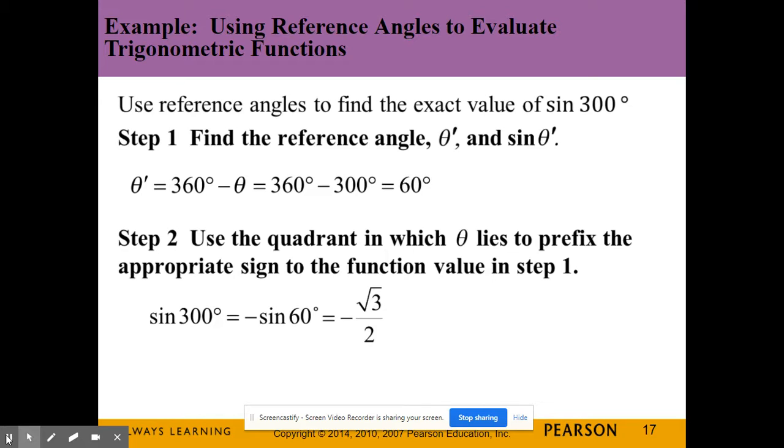And then use the quadrant in which theta lies to prefix the appropriate sign to the function value in step 1. So sine of 300 is equal to negative sine of 60. Because sine of 60 is positive, but for sine of 300, since we know that sine is negative in the fourth quadrant, we need to put that negative sign in front. That's what prefixing means. So if sine of 60 is root 3 over 2, then sine of 300 is negative root 3 over 2.